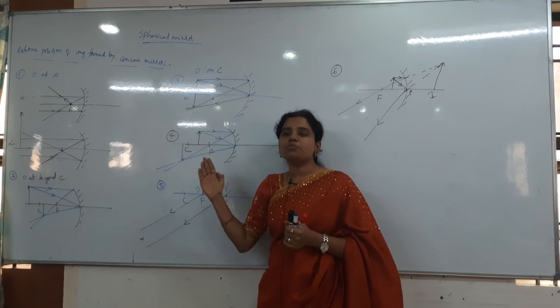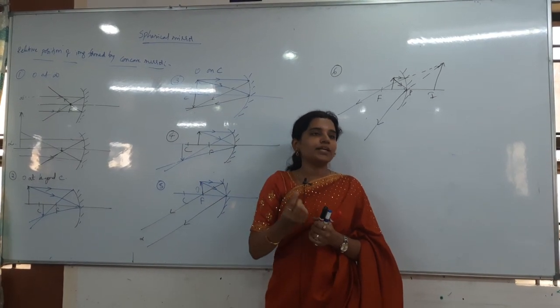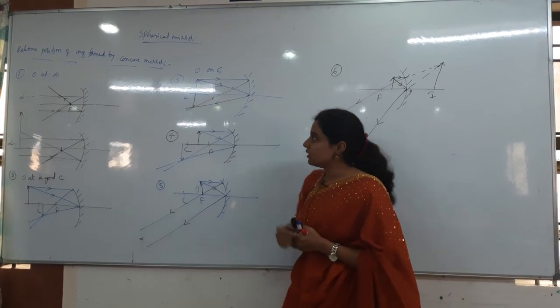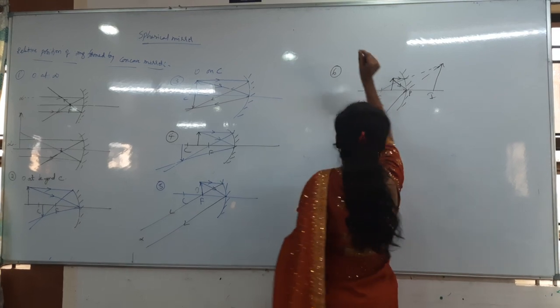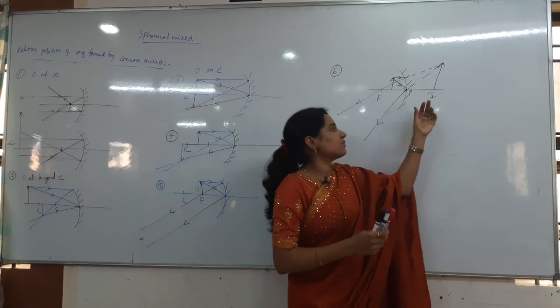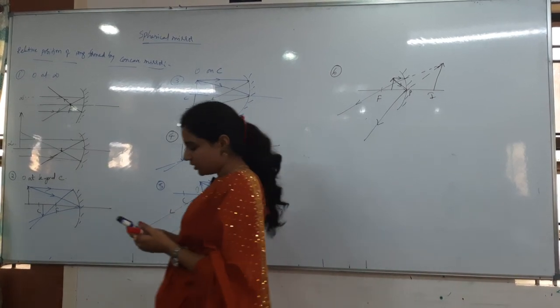Clear? Whenever the object is away from the pole, beyond C, my image size will be very small, that is diminished. Even here you can observe that the object is coming near to the pole, at that time the image size will be enlarged. Clear? Write the nature in each and every case.